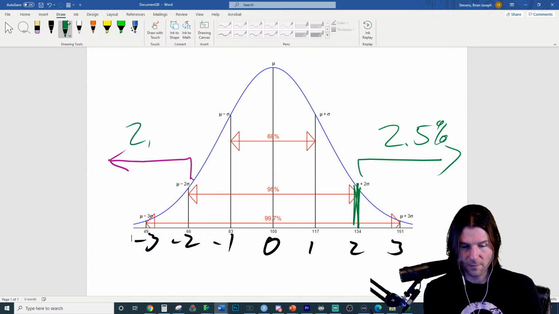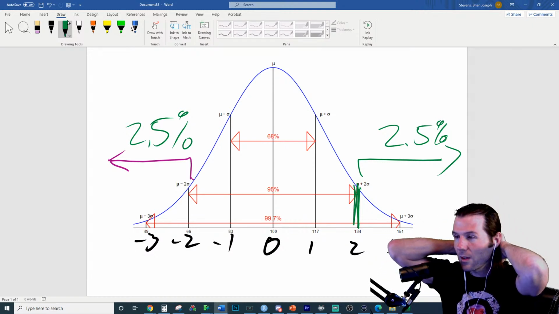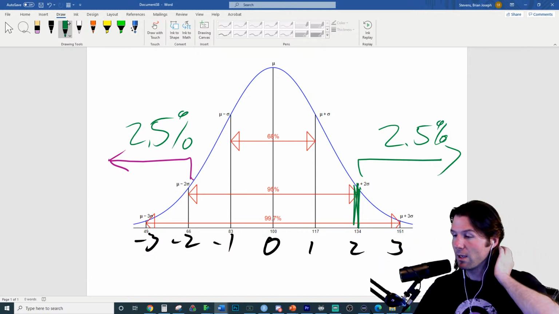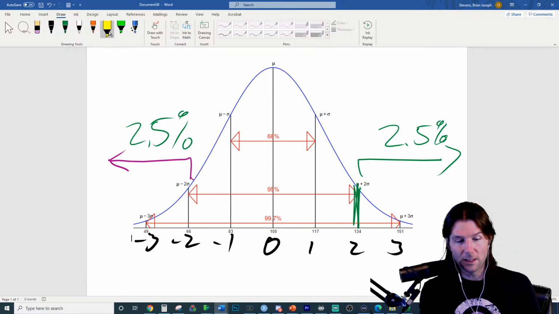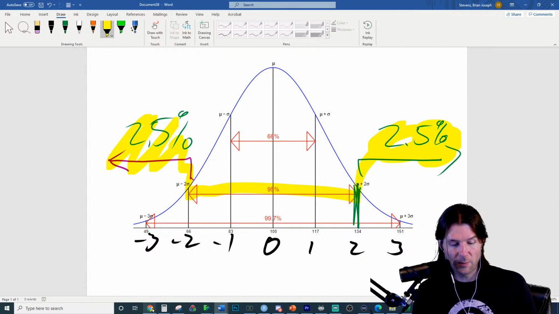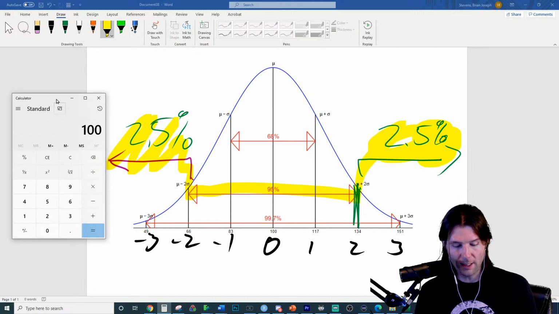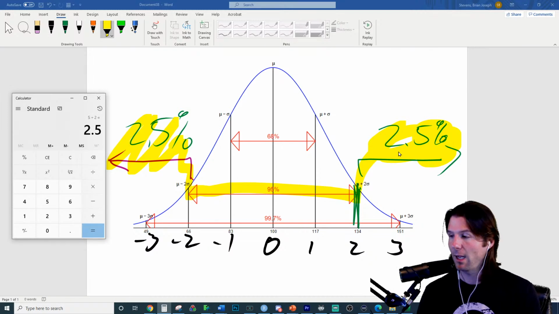And there is the answer. Nice job, Jacob, right there. The answer is 2.5 on either side. And the way to check your work mathematically is to make sure that when you go across the arrows, you get 100%. The reason we got 2.5 is because we know 95 is between positive 2 and negative 2. We subtract 95 from 100 to get the outside of 5% total and divide it in half to get the 2.5.